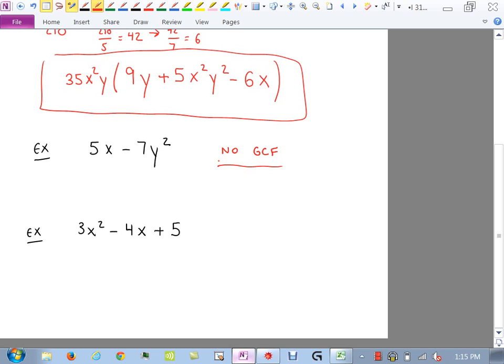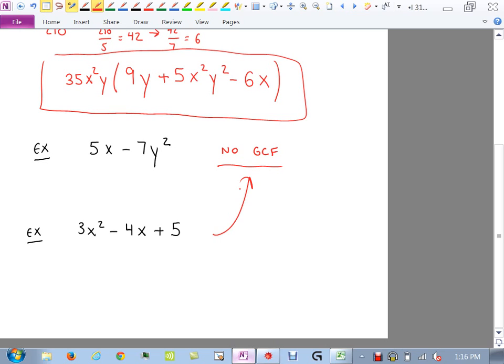How about the next example? Numbers, 3, negative 4, 5. No common divisor in those, right? How about x's? X squared, okay, we've got x's there. X here, we've got an x there. Here, no x's. You have to have x's in every single term to be able to have a GCF. So you can't pull x's out. There's no number you can pull out, so no GCF. Same answer. I just want to give you some examples of problems where there are no GCFs for us to do anything with.